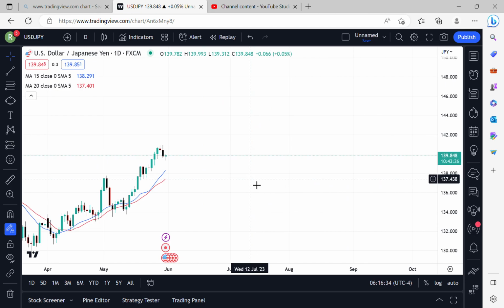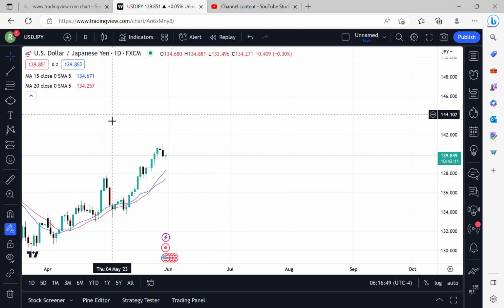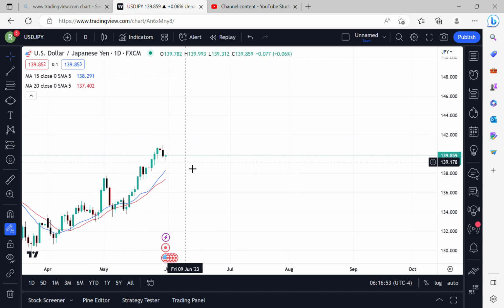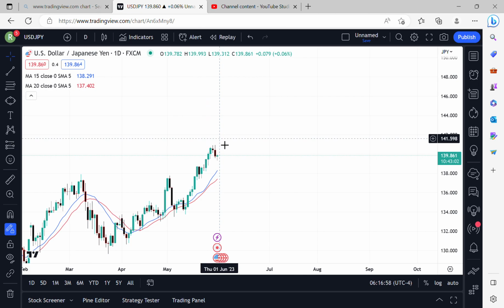Hello, everyone. This is the trade idea for today, 5/31, 2023. It's 6:16 here in New York. As you can see, I have the dollar yen up. The market isn't open yet. For me to really get into this trade, it would need to be in New York session.